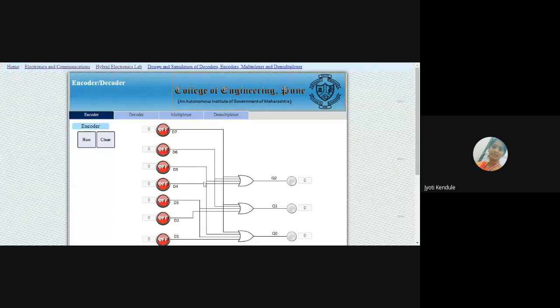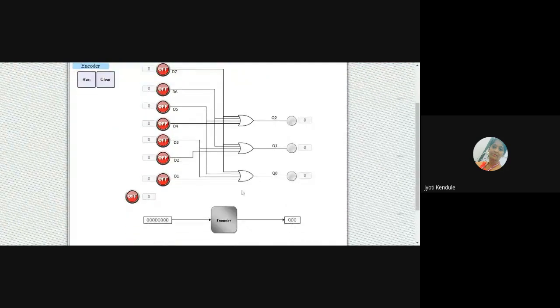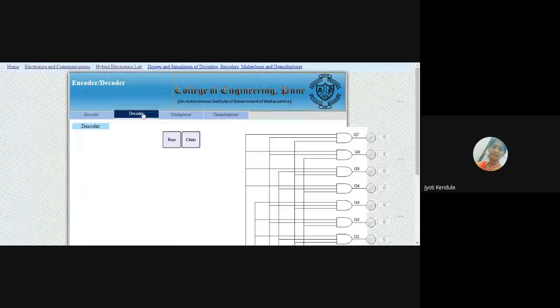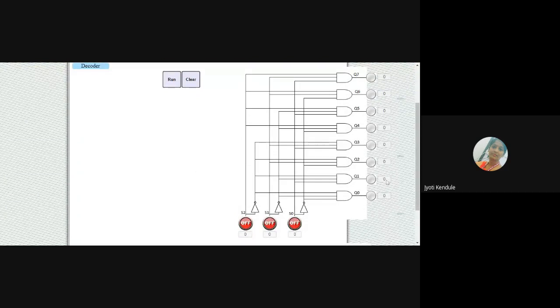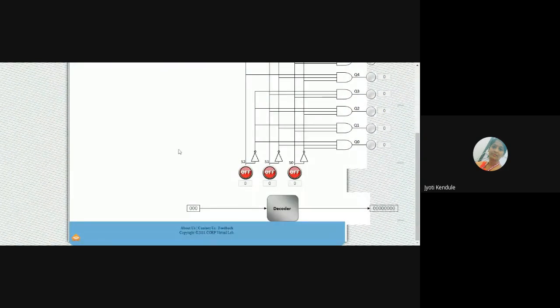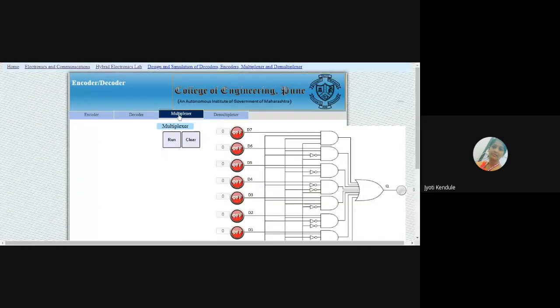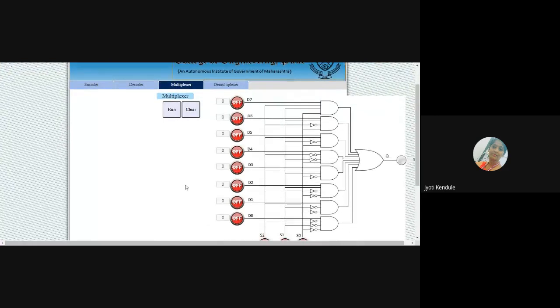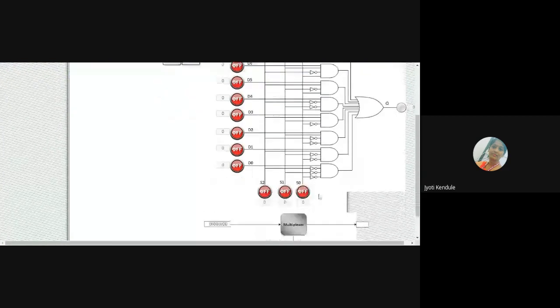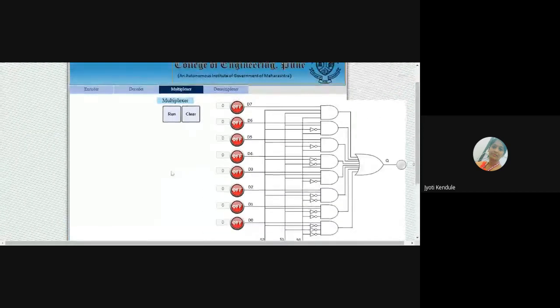Okay, diagram is visible. Encoder, decoder. See, encoder. 8 to 3 line encoder ची diagram आपण discuss केलेली आहे. Then this is 3 to 8 line decoder. Yes. आपण असली diagram discuss केलेली, draw केलेली आहे notebook मध्ये. Then we discussed about a multiplexer, 8 to 1 line. Select line दिल्यानंतर इथलाच data इथं कसा येतो, that type of multiplexer is also available here.